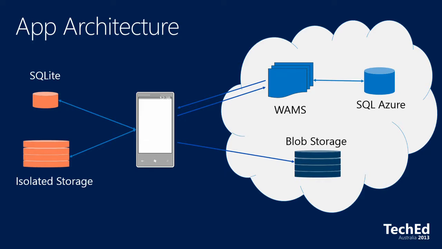On the client side, we're going to use a combination of isolated storage for when we capture the image with the camera. It's got to go somewhere. And if we're thinking in an offline scenario, we've got to write it to isolated storage directly. And we're going to be using SQLite. So we're going to be using that for our offline database.